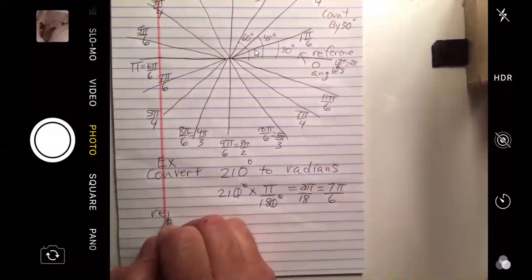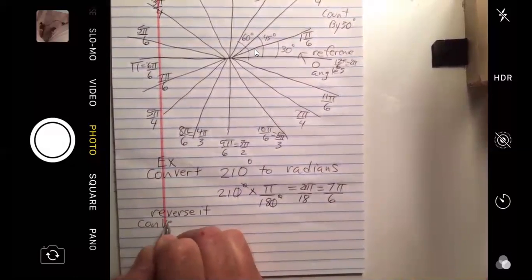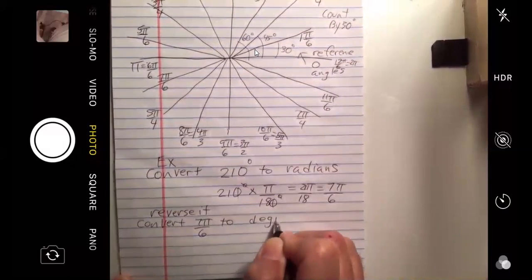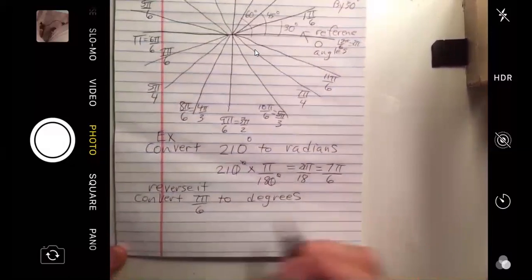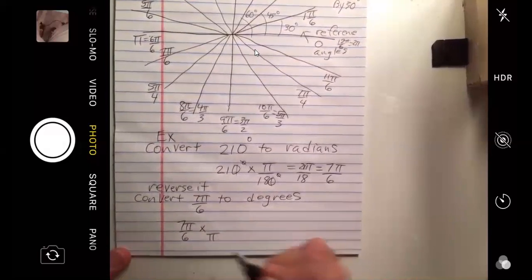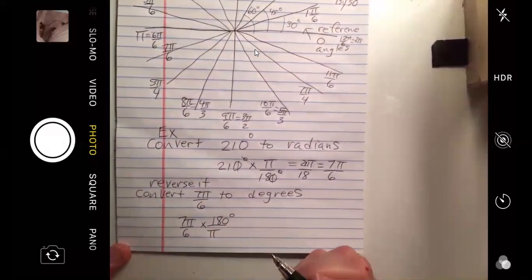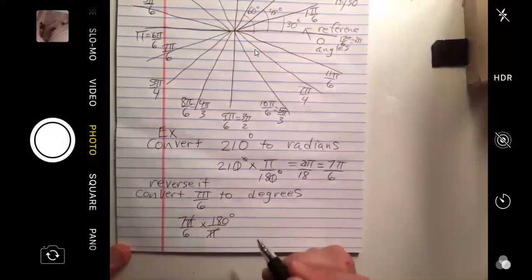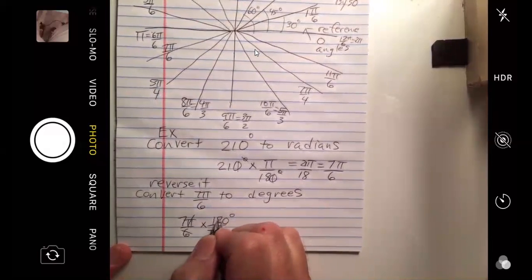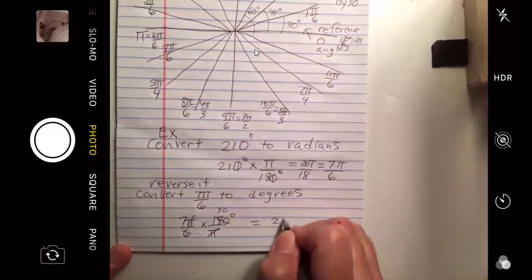Let's say you wanted to reverse it. Convert 7 pi over 6 to degrees. You'd have 7 pi over 6, but this time you multiply by 180 degrees over pi, put the pi down here, because that's 180 degrees up there. Pi's cancel. 6 goes into 180 30 times. 30 times 7, 210 degrees.